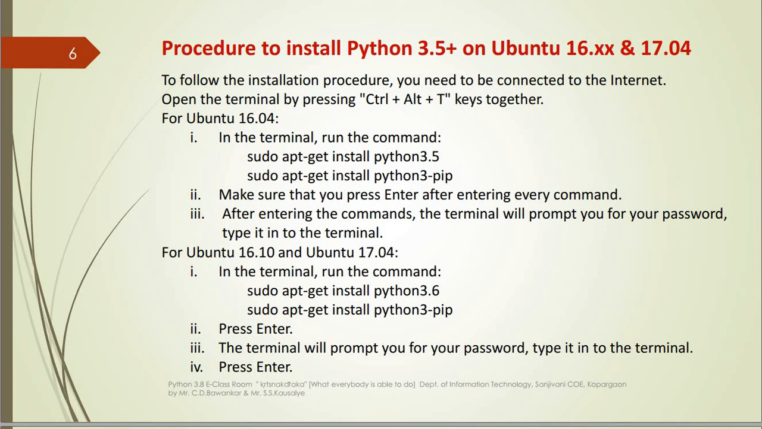Now my dear student, if you have Ubuntu 16.10 or Ubuntu 17.04, then in the terminal you have to run the command sudo apt-get install python3.6. Press enter. After installation, you have to execute the other command sudo apt-get install python3-pip. Then press enter. The terminal will prompt you for your password. Type it into the terminal and press enter.